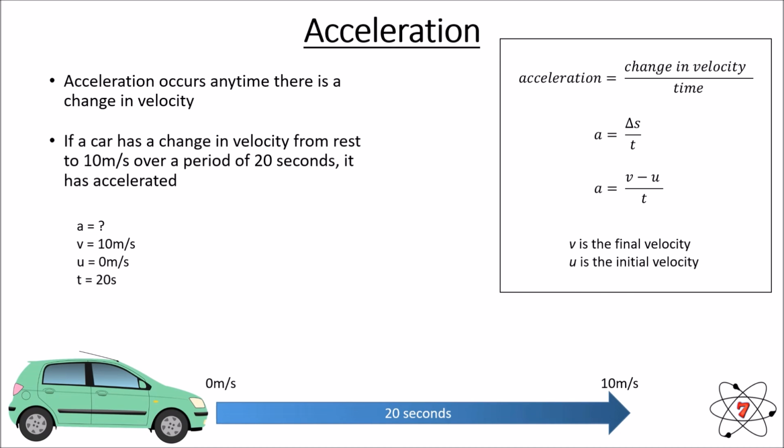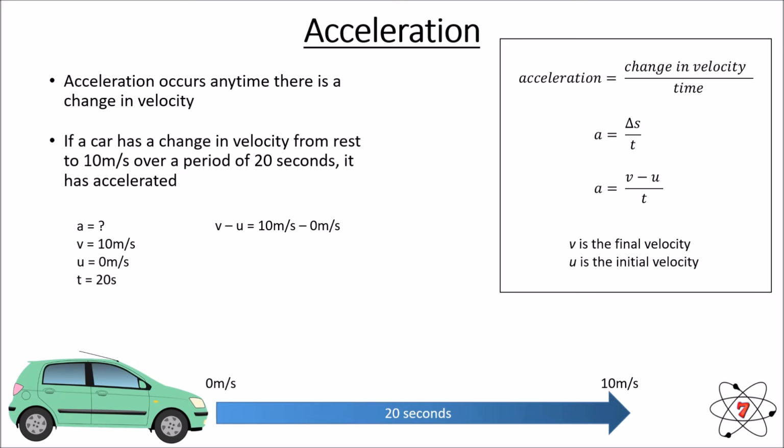So we do what we've done before. We take the parts of our equation: acceleration, final velocity, initial velocity, and time, and we put the numbers in. So we don't know acceleration. We do know the final velocity, 10 meters per second. We do know the initial velocity, 0 meters per second. And we do know the time, 20 seconds. And we can plug these numbers into our equation.